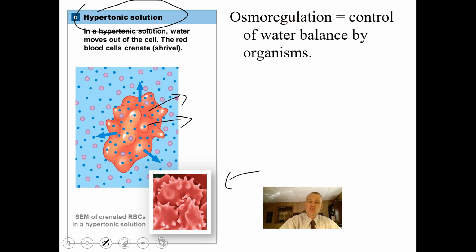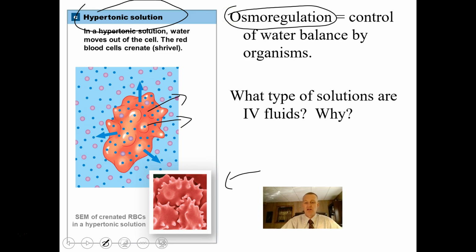So just a question for you after I tell you this definition. Osmoregulation is the control of water balance by organisms. So every cell in your body osmoregulates. It has very specific mechanisms to ensure the right amount of water is on the inside of it. So what type of solutions do you think IV fluids are? Are IV fluids hypotonic, isotonic, or hypertonic? Why do you think that?